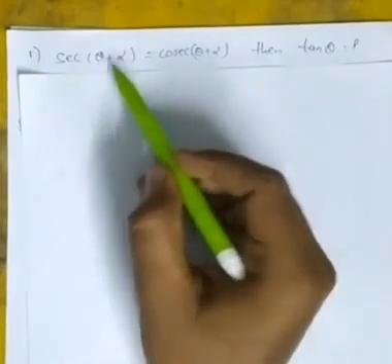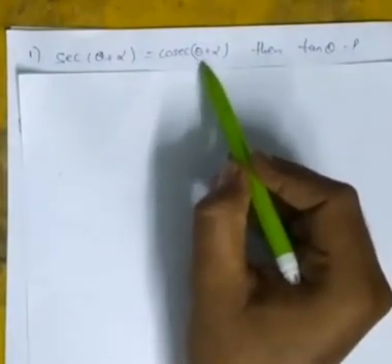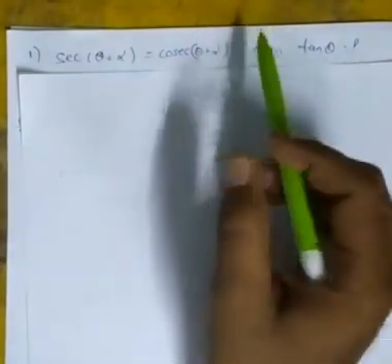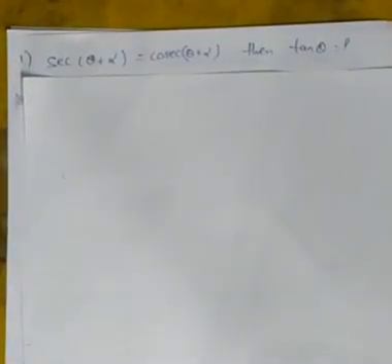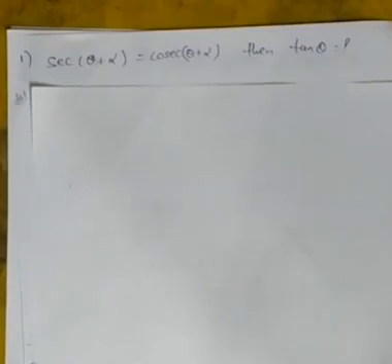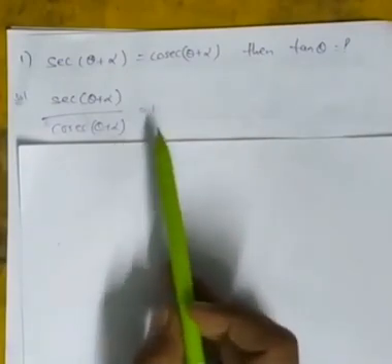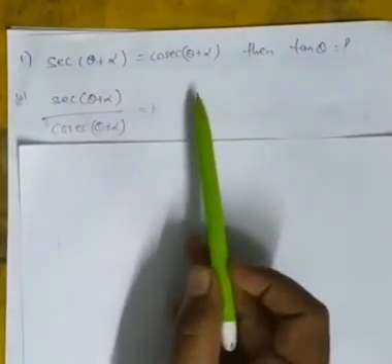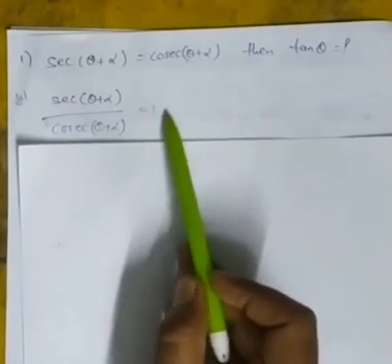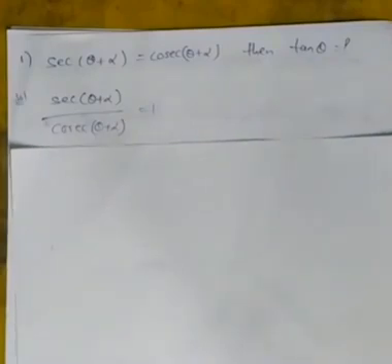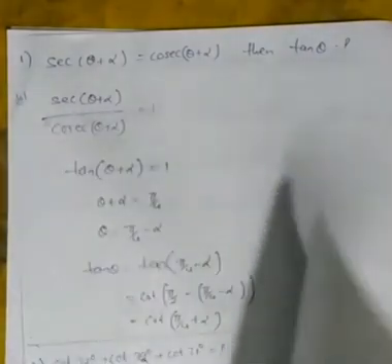So here is the first question: sec of theta plus alpha equals cosec of theta plus alpha. Then tan theta equals how much? First question is this one. In order to solve this question, we will take the cosec of theta plus alpha to the left side, which becomes sec of theta plus alpha by cosec of theta plus alpha. As we took cosec to the left, the right side will be 1. So sec by cosec will become tan.